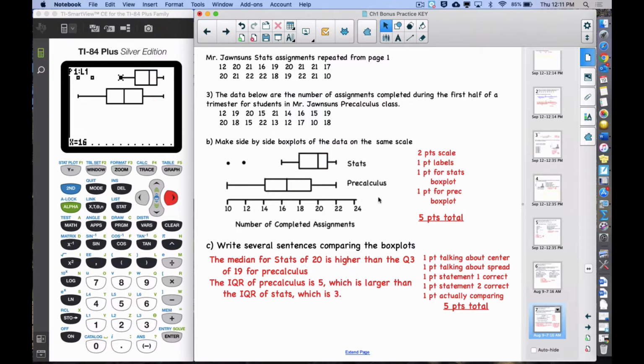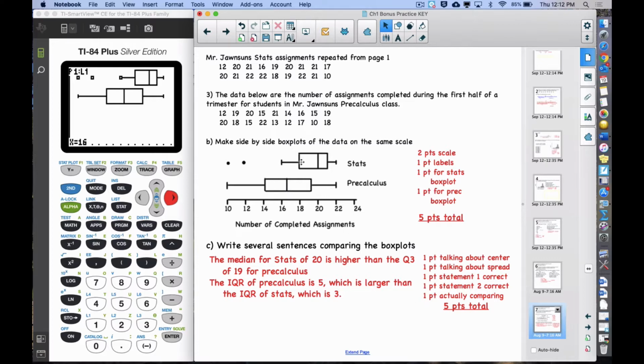Then for spread, you can look at overall range or you can look at IQR. Because I have some outliers here, I'm going to avoid range altogether, and I'm going to talk IQR. So the IQR for pre-calculus is 5, which is larger than the IQR of stats, which is 3. So they are a comparison. I talked higher and I talked larger. And then I've compared center and I've compared spread.